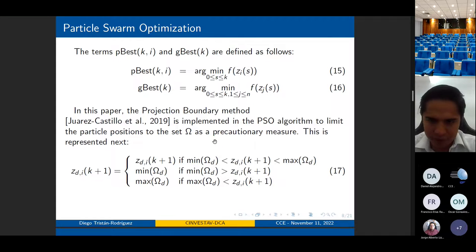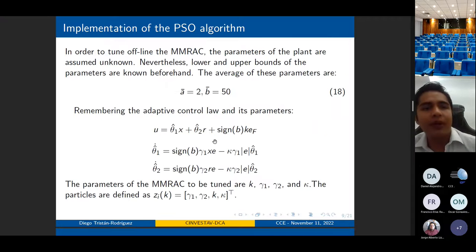Throughout the equation for the implementation of the PSO algorithm, in order to tune offline the MMRAC, the parameters of the plant we consider as unknown. Nevertheless, the lower and upper bounds are known, and the average of these parameters are defined as A bar equal 2 and B bar equal 1250. The simulations are going to be with those parameters.